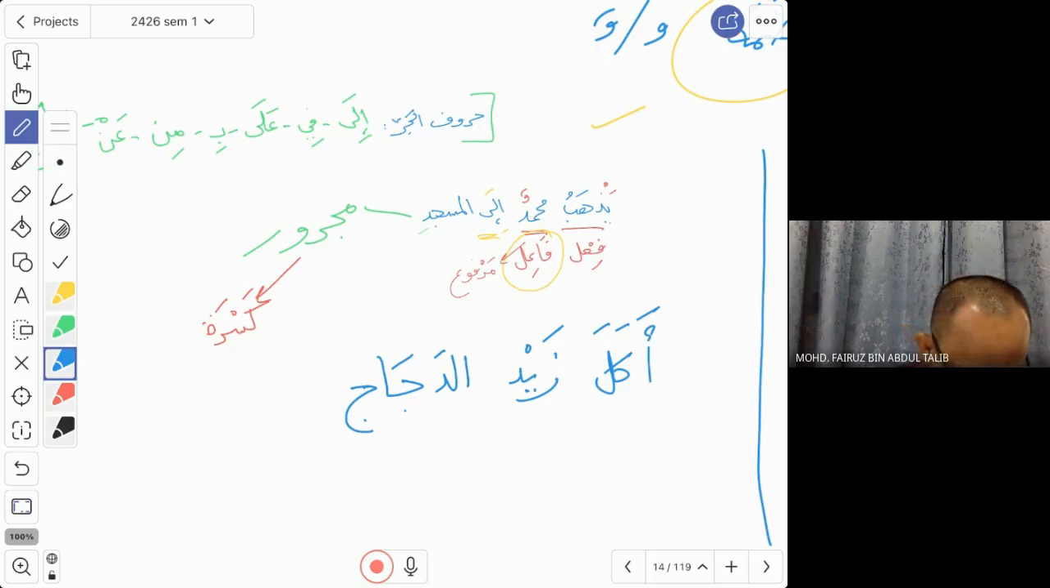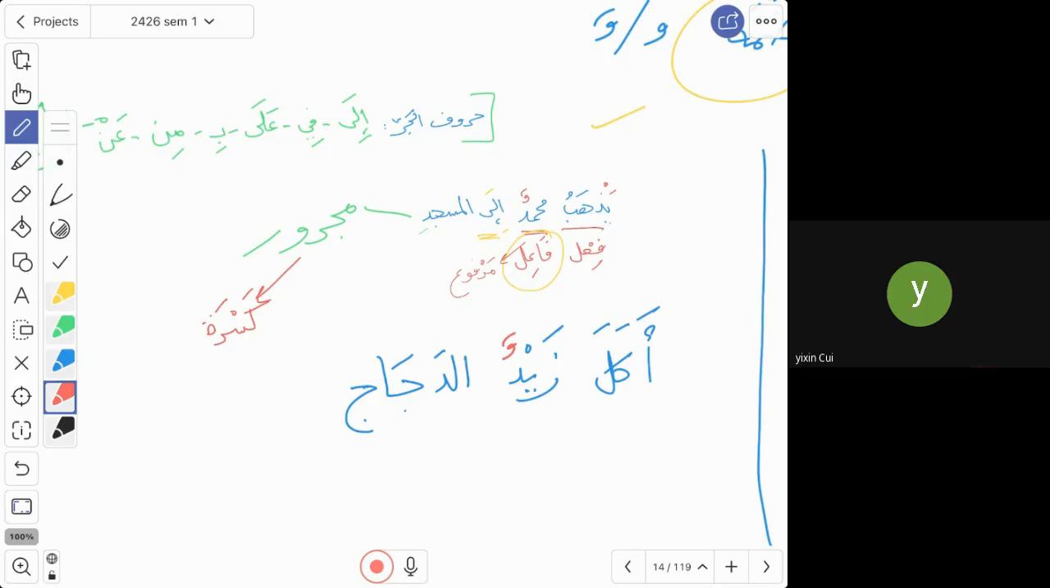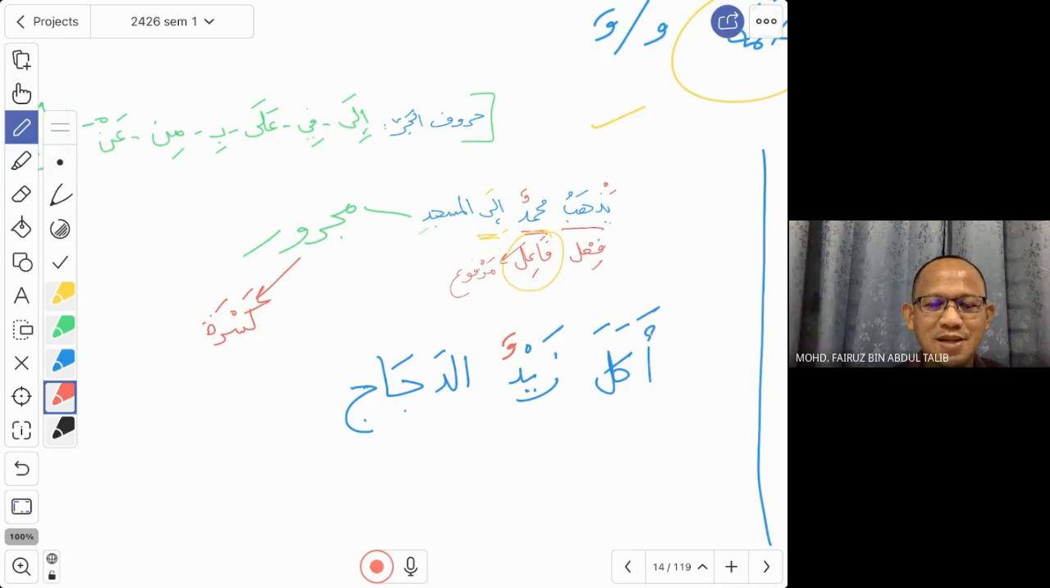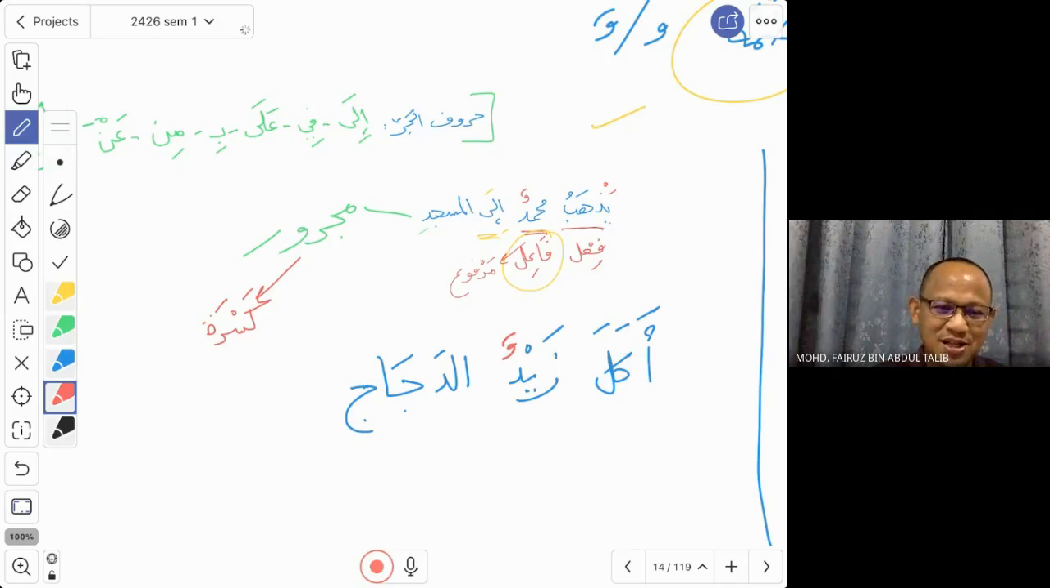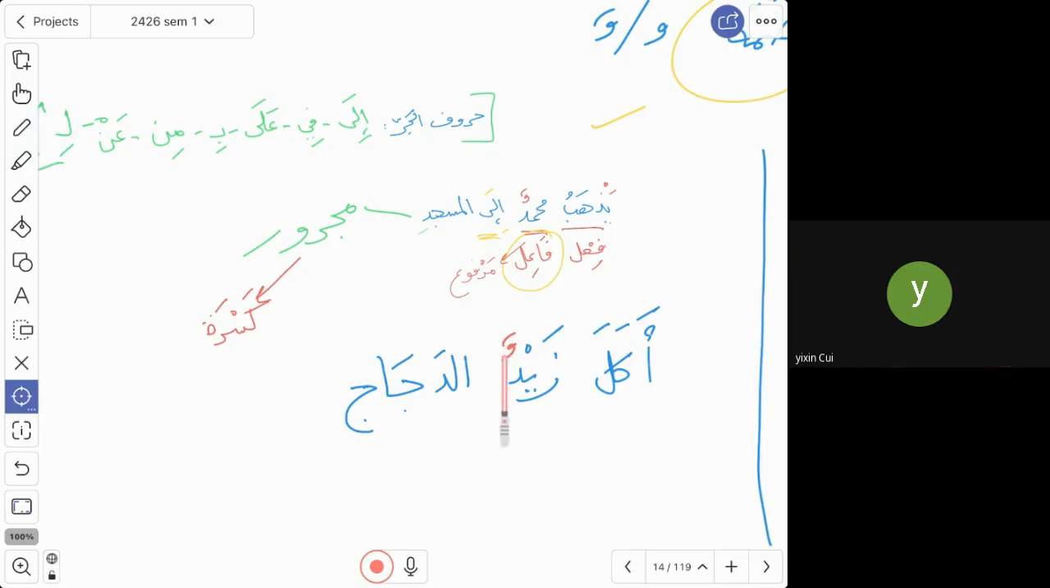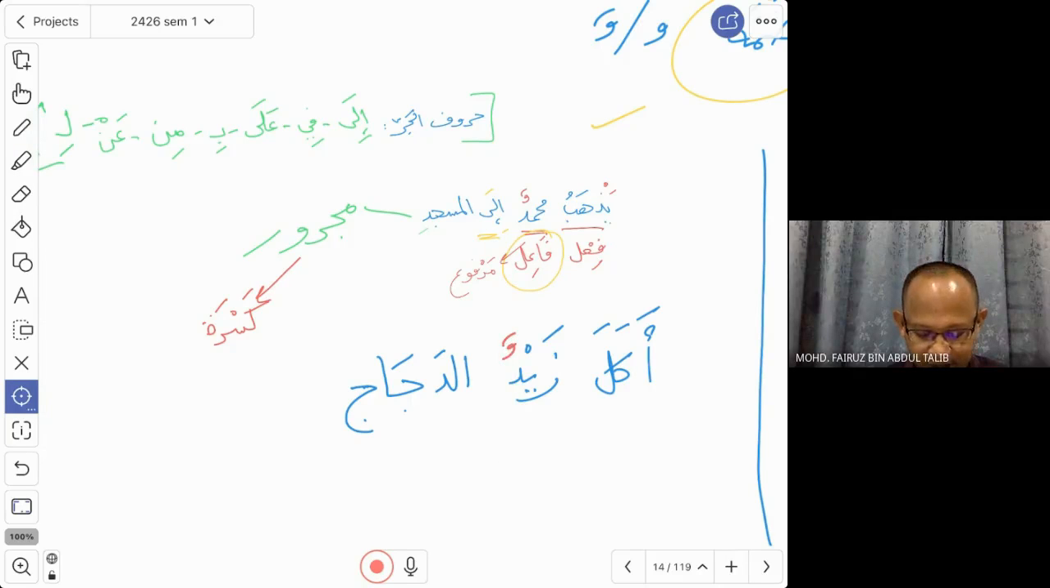Okay, first, Akala Zaid. How do you read this Zaid? Zaidun or Zaidan or Zaidin? Zaidun, good. Why Zaidun? Because fa'il. This is similar to the previous sentence. So when it is a fa'il, what is the hukum? Marfu. Majrur is another one. This is the first one. Okay, this is marfu. So when it is marfu, you end it with a dhammah. Yes, good. So that is akala Zaidun.